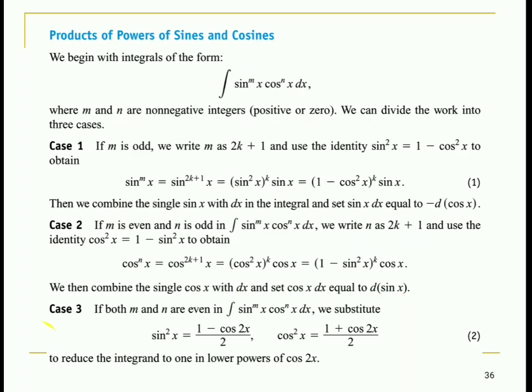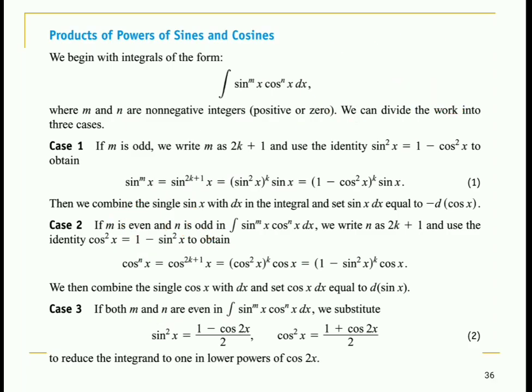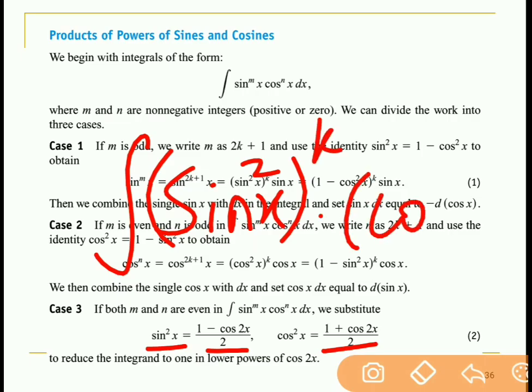Case 3, if m and n are both even, then m can be written as 2k and n can also be written as 2k, because they are both even. In this case, sin square x can be directly converted into 1 minus cos 2x by 2, and cos square x into 1 plus cos 2x by 2. So the given integral is of the form sin square x raised to k into cos square x raised to some different k.